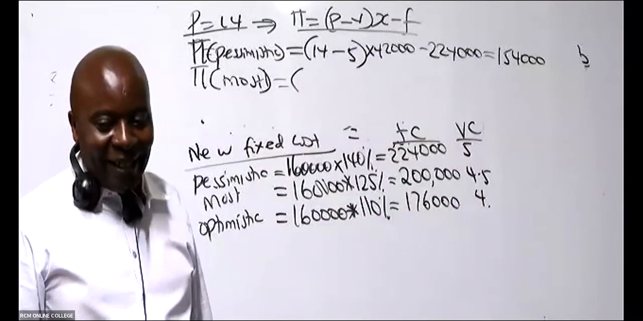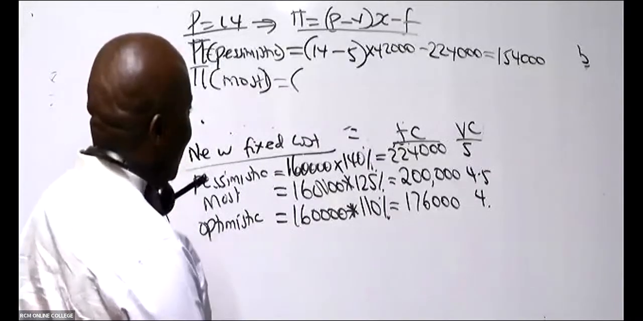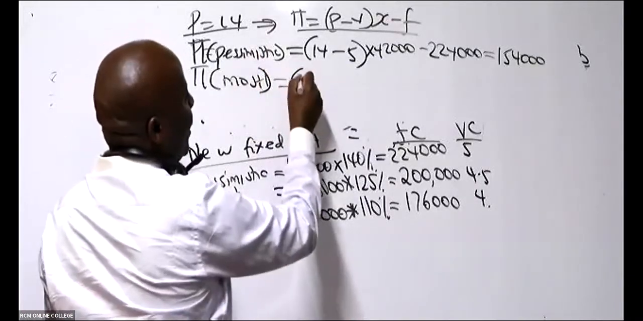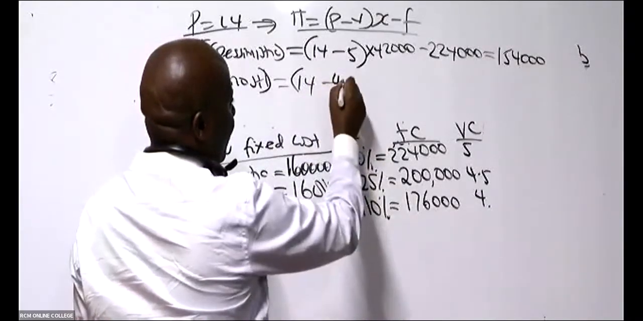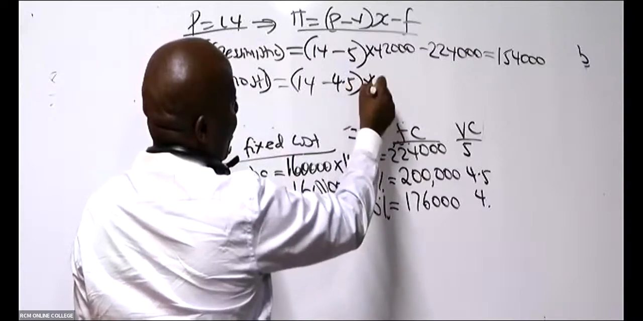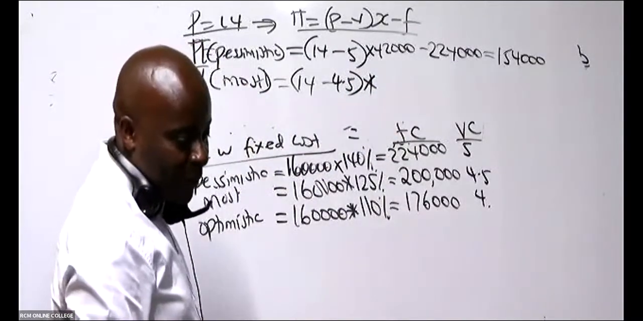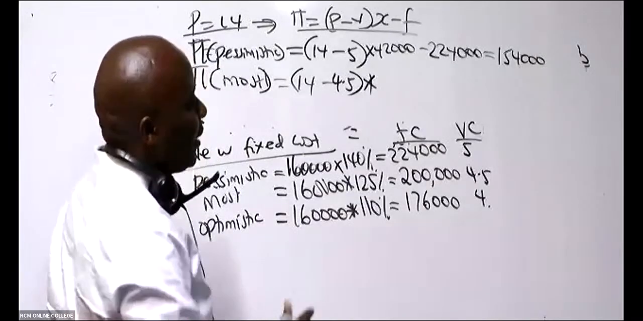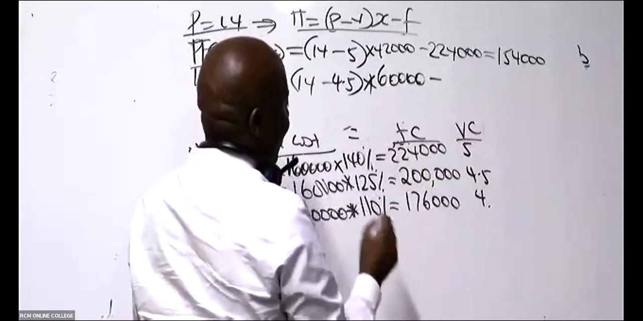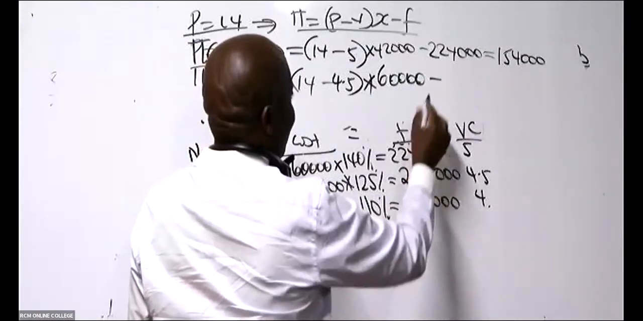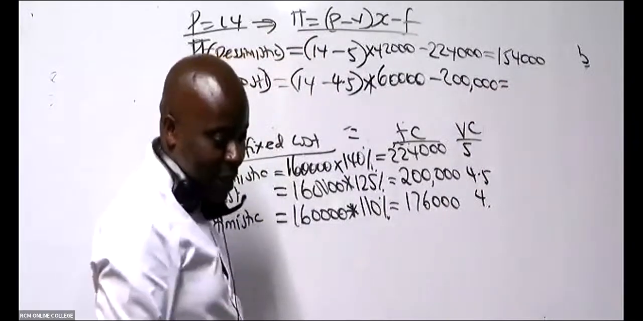370,000. Have you gotten 370? Let's do it together. The price is 14. Most likely, in this case, variable cost is what here? 4.5. What is the most likely quantity at a price of 14? 60,000. 60,000 minus fixed costs, most likely 200,000. So this is what this sister has done.